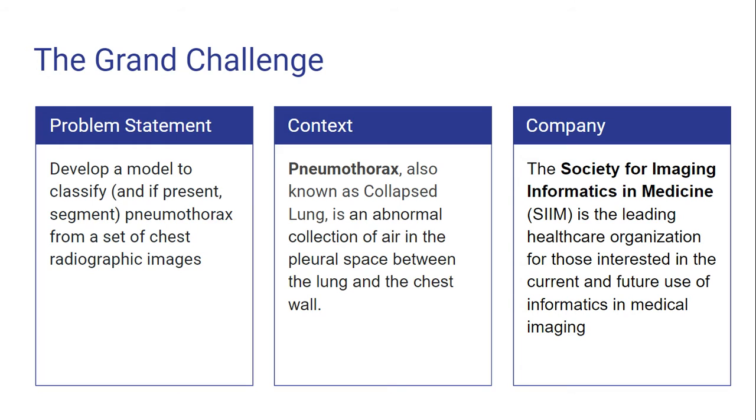The above condition is known as pneumothorax. Pneumothorax occurs when air leaks into the space between your lung and chest wall. This air pushes on the outside of your lung and makes it collapse. Symptoms typically include one-sided chest pain and shortness of breath. This grand challenge has been proposed by the Society for Imaging Informatics in Medicine. Their mission is to advance medical imaging informatics across the enterprise through education, research, and innovation in a multidisciplinary community.